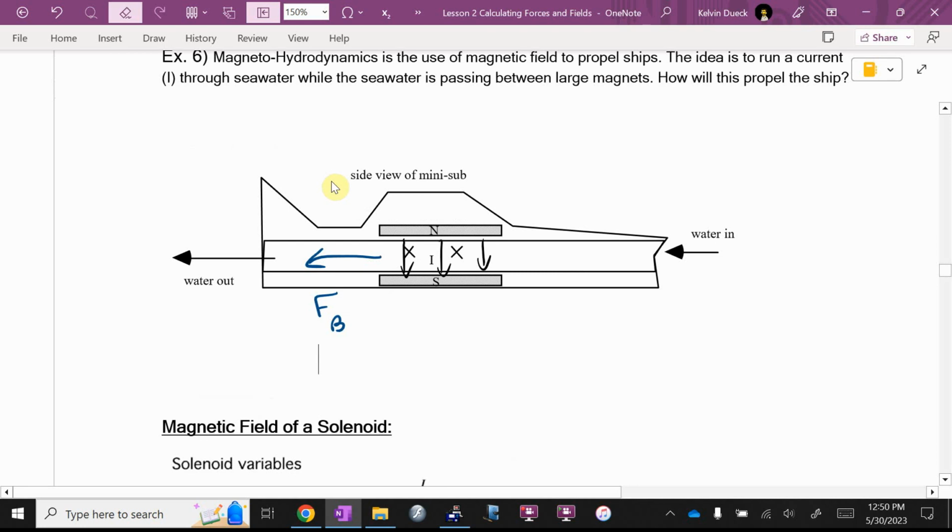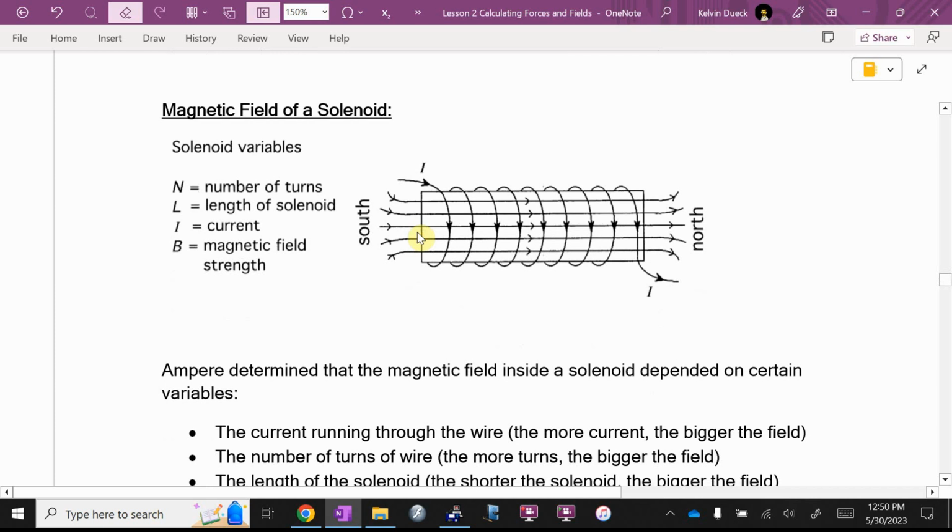So we've looked at the magnetic force on a single charge, QVB. We looked at the magnetic force on a wire, BIL. How do we create magnetic fields? Well, solenoids. I showed you an example of a couple of solenoids yesterday. This is the magnetic field of a solenoid. This is really nice. This allows us to customize exactly how strong a magnetic field we want for the task at hand.